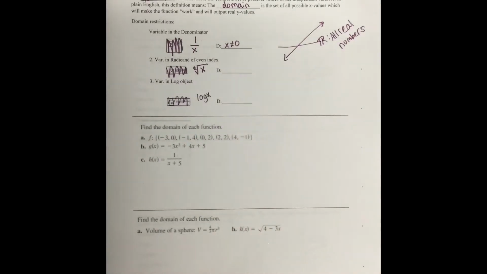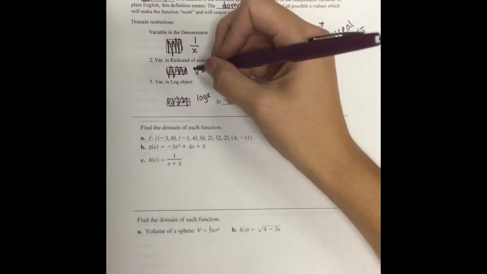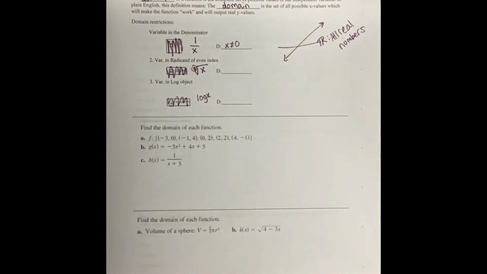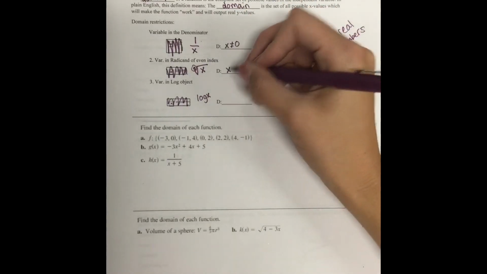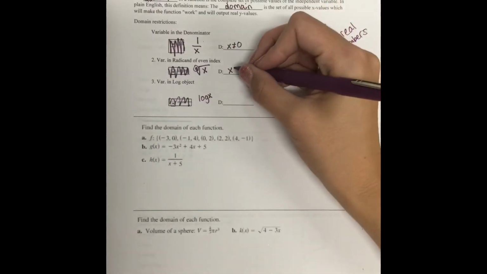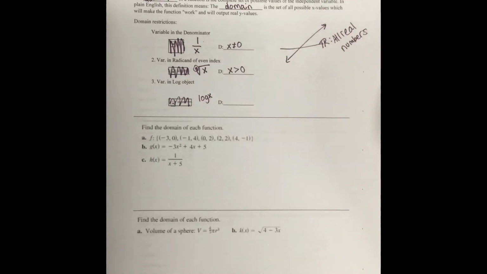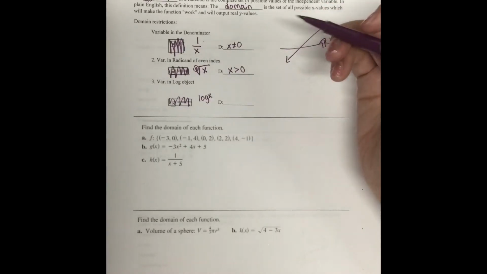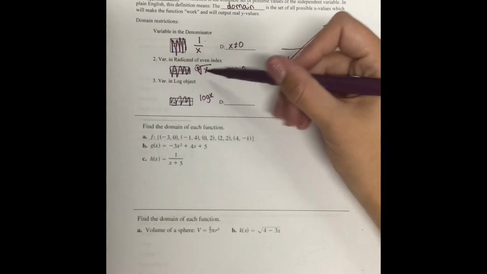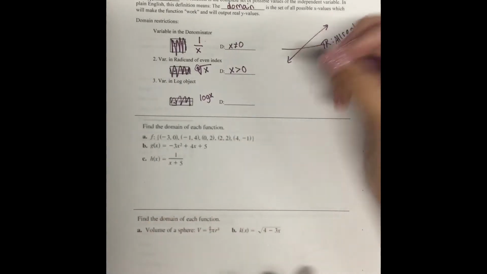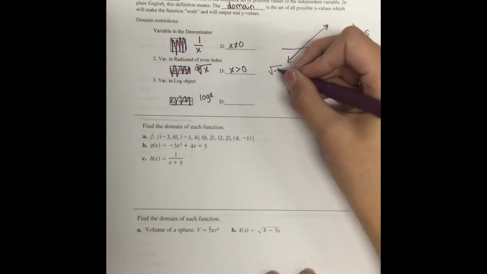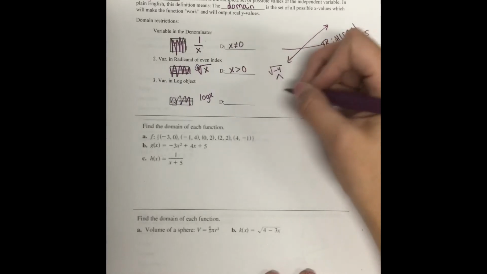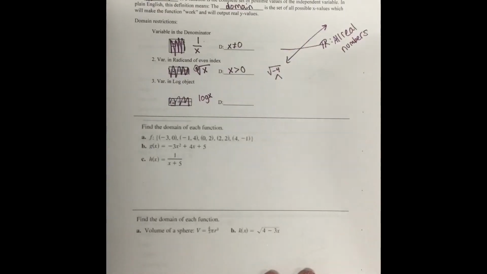Okay, variable in a radicand of an even index. So if we have an even number here, we cannot have a negative value under a radical. It has to be greater than or equal to 0. It could equal 0, but it can't be less than 0. Because if we have a negative number down here, you can't divide that into a perfect square. We can't take the square root of -4. There's no two numbers that are the same that can multiply to give -4.